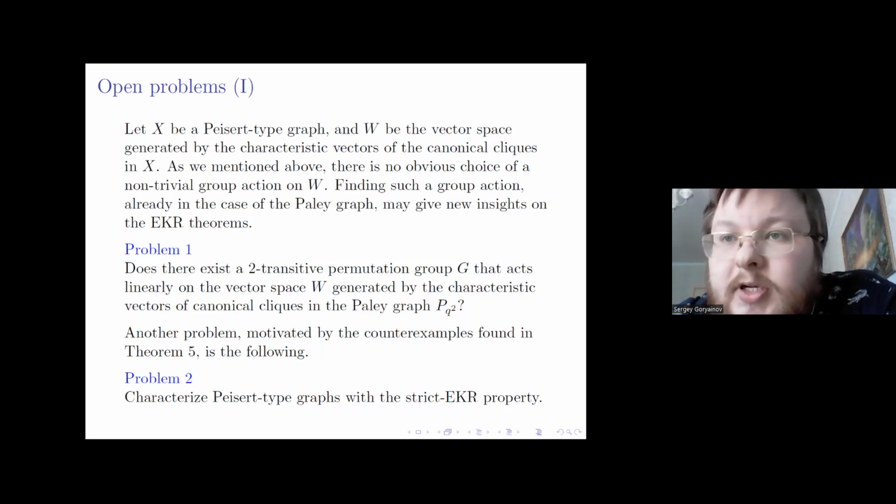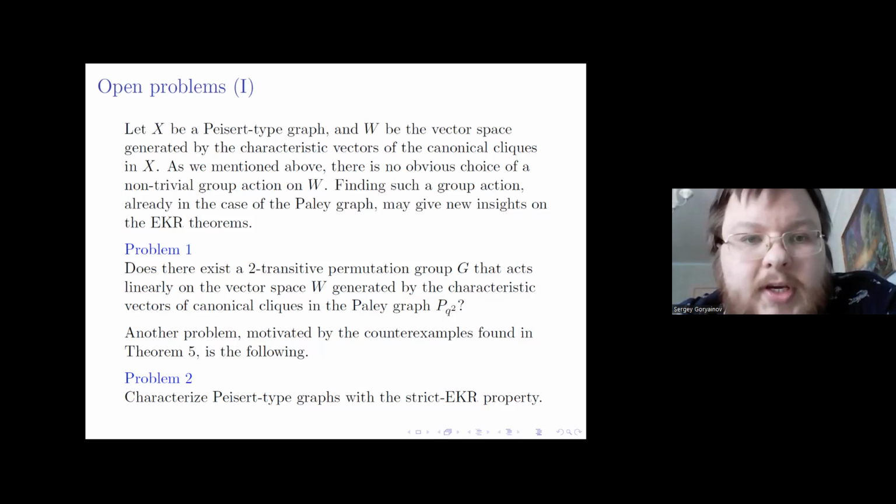So the problem reads as follows: does there exist a two-transitive permutation group G that acts linearly on the vector space W generated by the characteristic vectors of canonical cliques in the Paley graph P(q^2)? Another problem motivated by the counterexamples found in Theorem 5 is the following: characterize Peisert-type graphs with the strict EKR property.